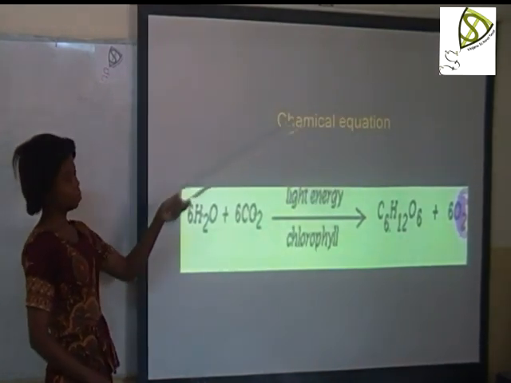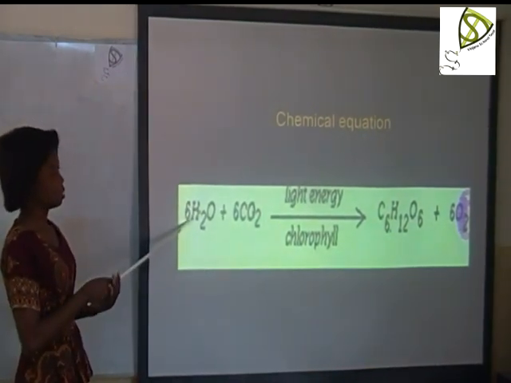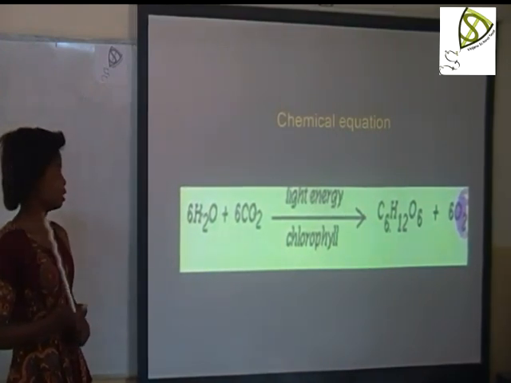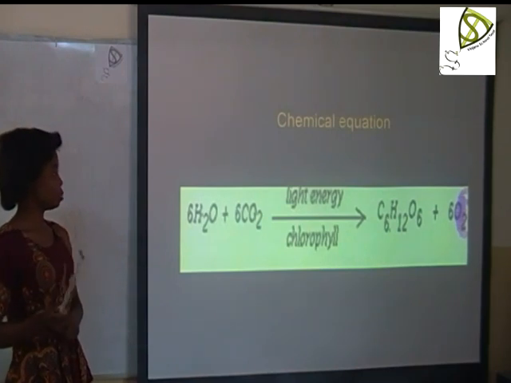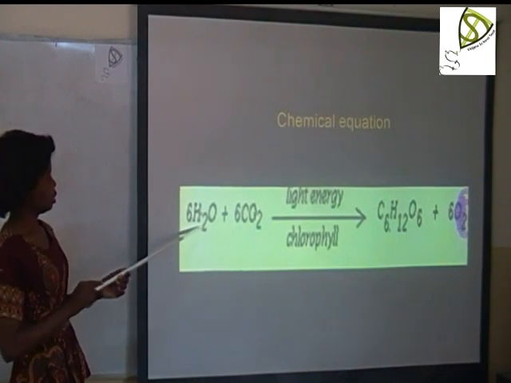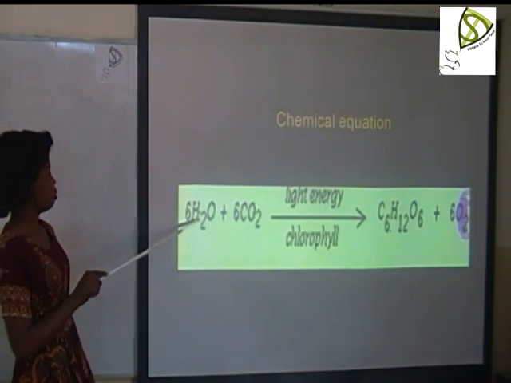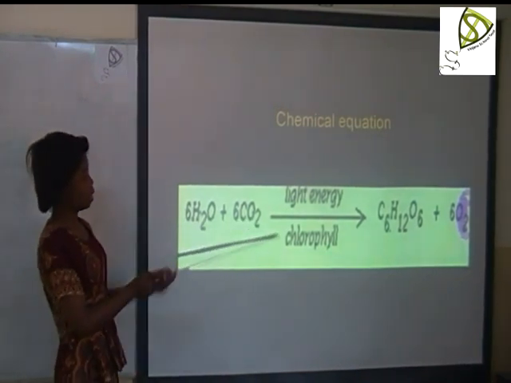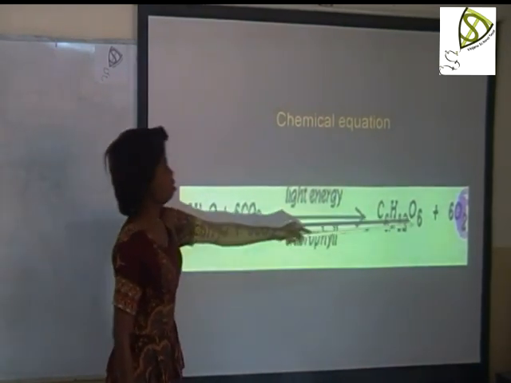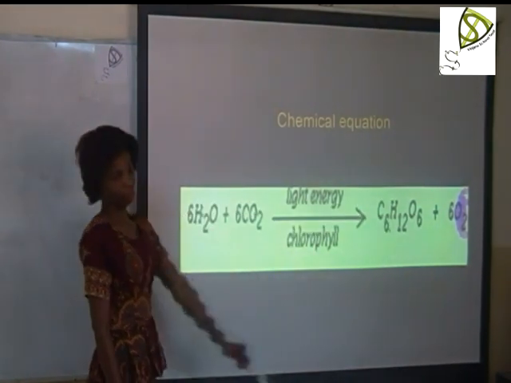We now have the chemical equation. In a chemical equation, we use symbols. So be mindful: when you are asked to write the word equation, you use words. And when you are asked to write a chemical equation, make sure you use the symbols. So here we have water written in symbol form. So water combined with carbon dioxide, light energy being trapped by chlorophyll in the leaves, giving us the carbohydrate, which is glucose, and oxygen.